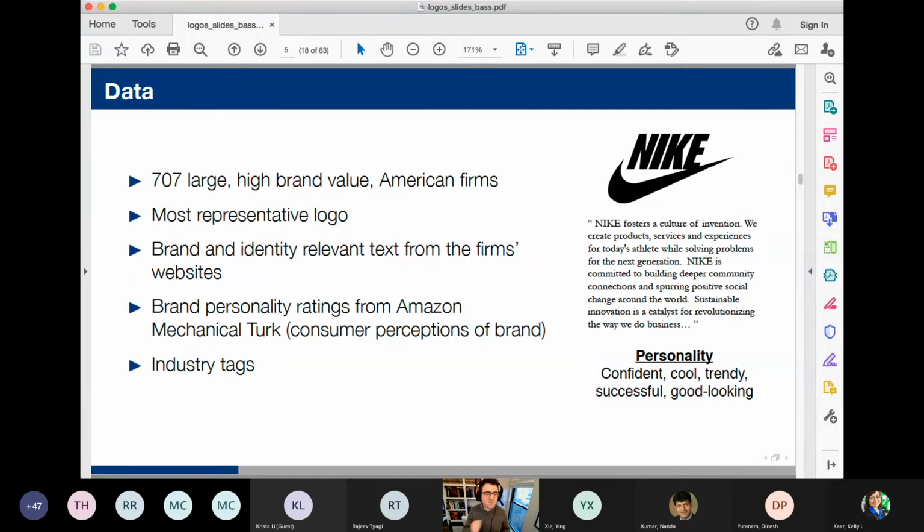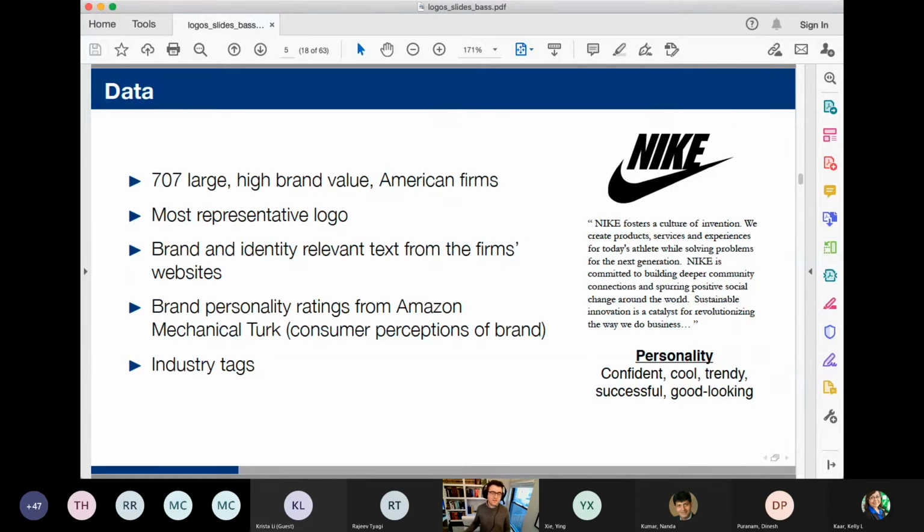We took a bunch of text from their websites, specifically brand and identity relevant text. In some sense, it's really just all the text from firms' websites. We also took those logos and that text and showed them to real consumers on Amazon Mechanical Turk, and asked them to rate these brands on what is called brand personality. The idea being, if I was asked to think of this brand as a person, what personality traits would I ascribe to this brand?